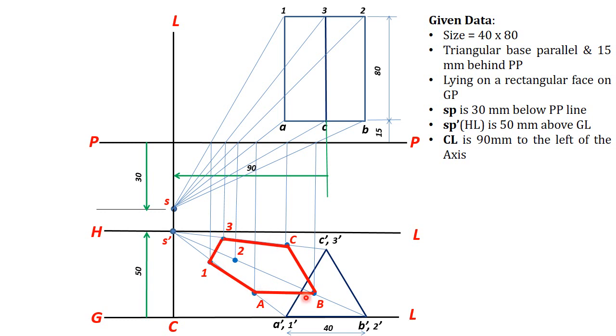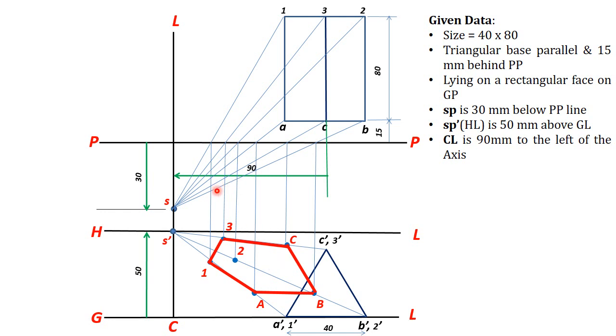So A, B, B, C, C3, 3, 1 and 1A. These are the visible edges, or boundary edges here. Now we need to draw the remaining edges: 1, 2, 3 and 4. So let's find the visible edge and invisible edge here.